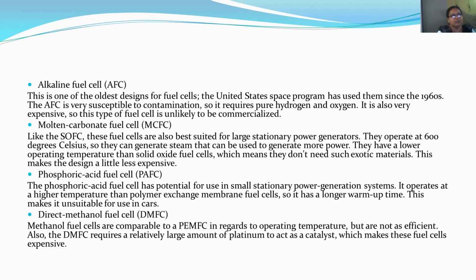Then we have the direct methanol fuel cell. Methanol fuel cells are comparable to polymer exchange membrane fuel cells in regard to operating temperature, but not as efficient. Also, the direct methanol fuel cell requires a large amount of platinum to act as a catalyst, which makes these fuel cells very expensive. So these are the different types of fuel cells.